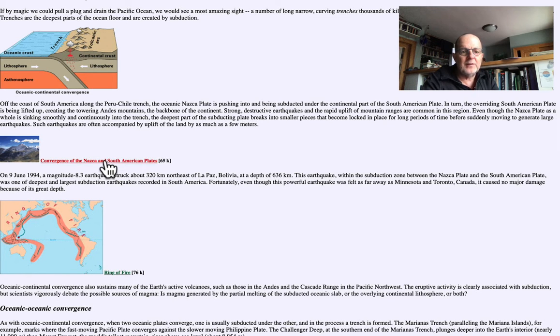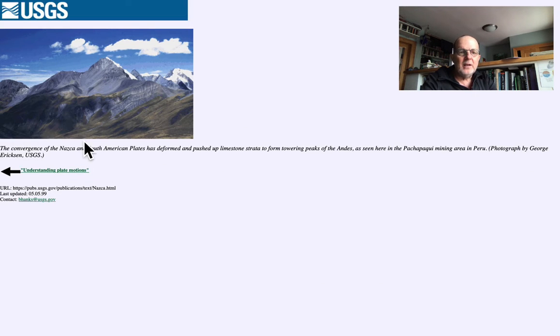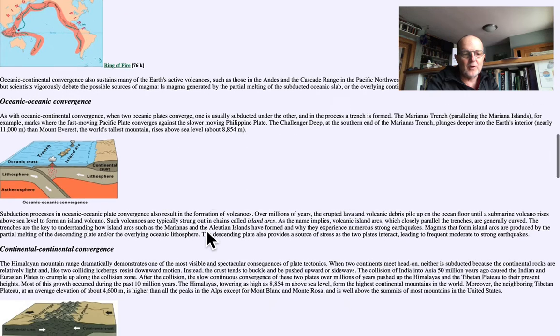Let's just take a quick look at the Nazca South American plate. So here you get lots of volcanic activity, and then you get these rising mountains. The Andes are very tall, and it says here the convergence of the Nazca and South American plates deformed and pushed up limestone strata to form towering peaks, as seen here in the Pachapaqui mining area of Peru. And again, limestone, well, thousands of feet above the ocean basin where it may have formed millions of years ago.